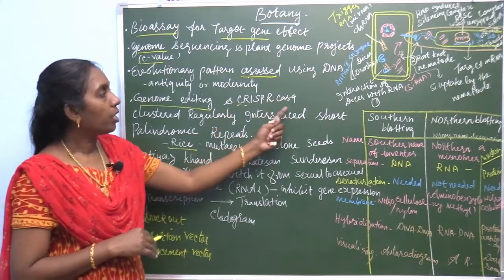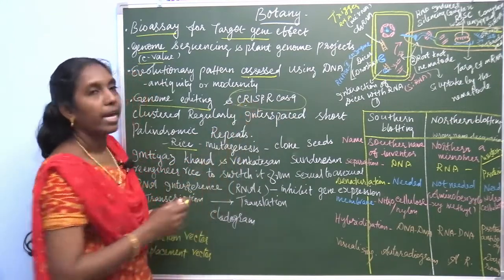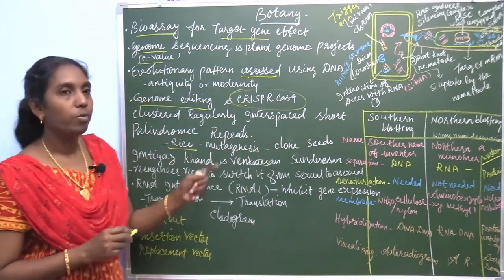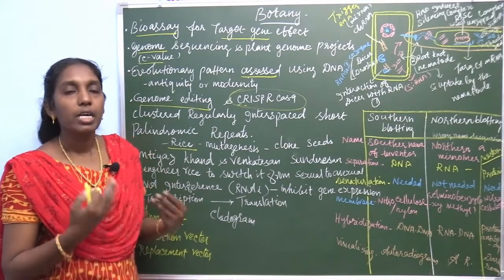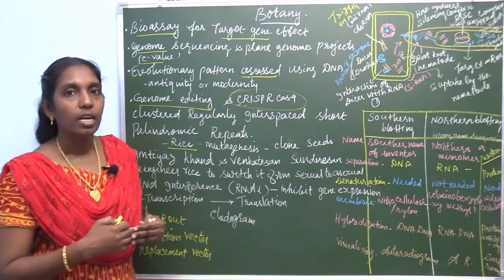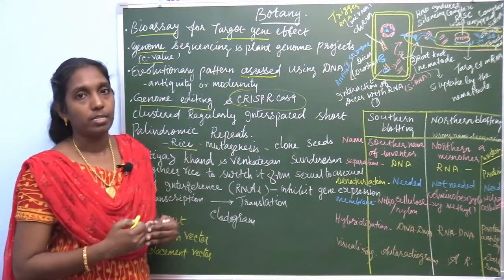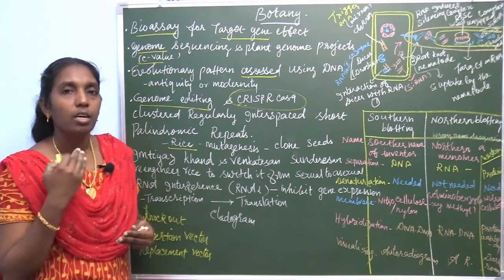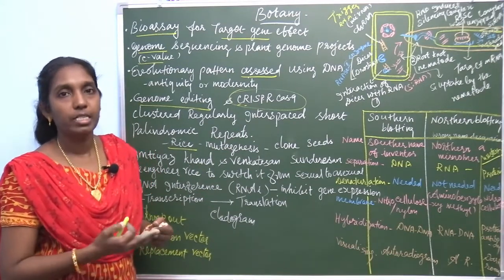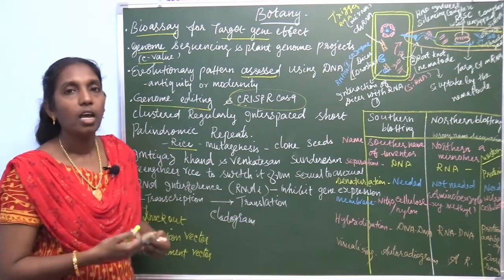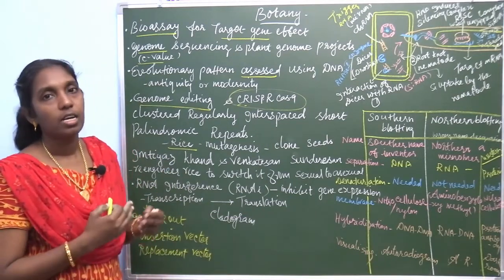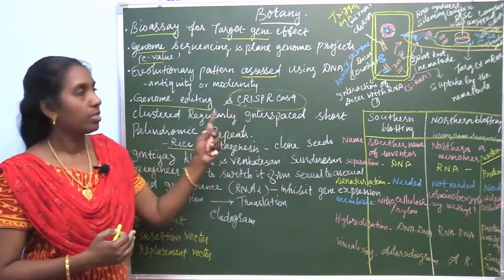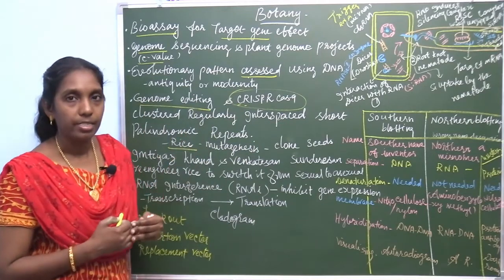Why is it important? CRISPR-Cas9, clustered regularly interspaced short palindromic repeats, is used very much because it is faster, cheaper and more accurate. It is a faster method, a cheaper method, and it gives very accurate results, so this method is used for genome editing.